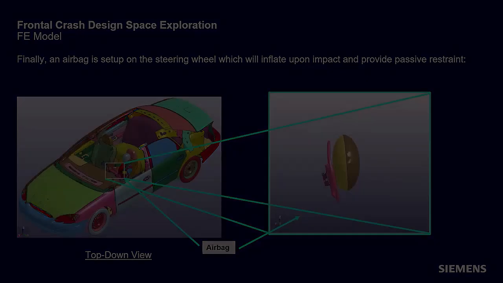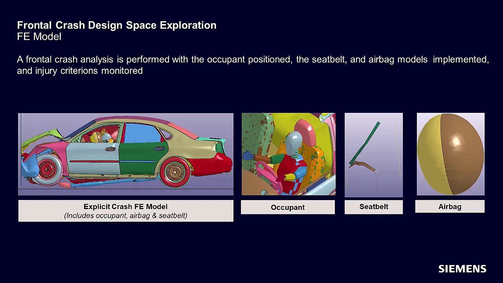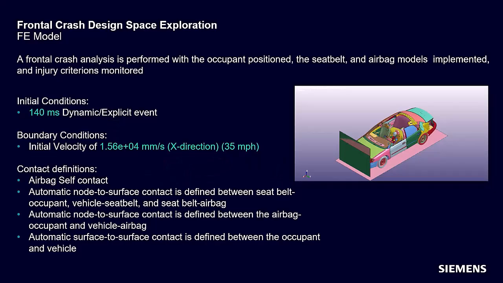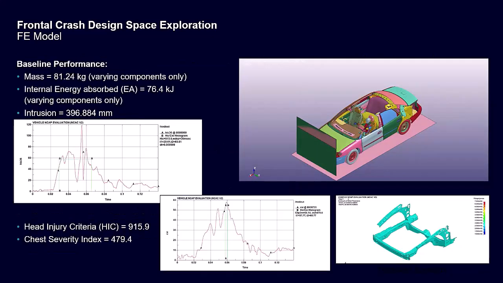Finally, an airbag is set up on the steering wheel which will inflate upon impact, providing passive restraint for the occupant. A frontal crash is performed on the full model with the occupant position with all these passive safety systems in place. The model is simulated for 140 milliseconds at an initial velocity of 35 miles per hour with necessary contacts for the occupant with the vehicle and the passive restraint safety systems.